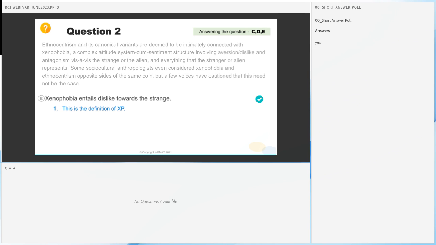Which leaves us with our correct answer: XP entails dislike towards the strange. This is the only statement that the author agrees with, and this is from here to here, which is why this is the correct answer. This is what you can infer from the passage.